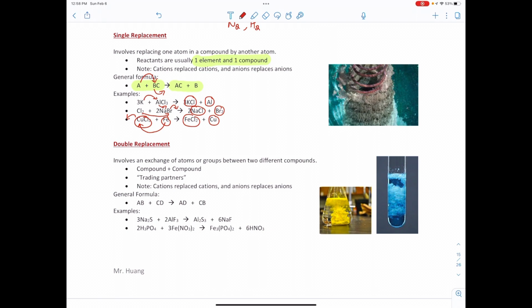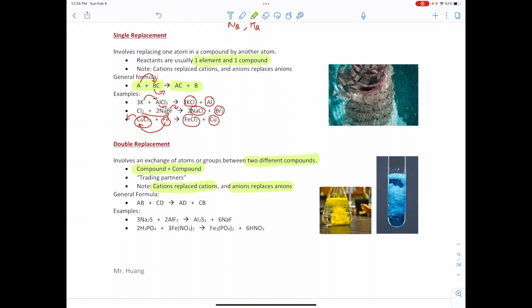of a group. Okay, so double replacement involves an exchange of atoms or groups, and the key thing here, it's between two different compounds. And so the way to identify double replacement reactions is when you have two compounds as your reactants. And a lot of times when we learn this in junior science, we use the term trading partners, trading dance partners. And the idea is that the cations will replace the cations, the anions replaces the anions.